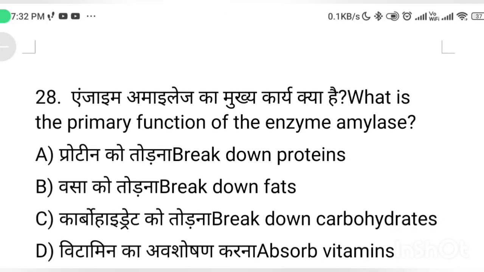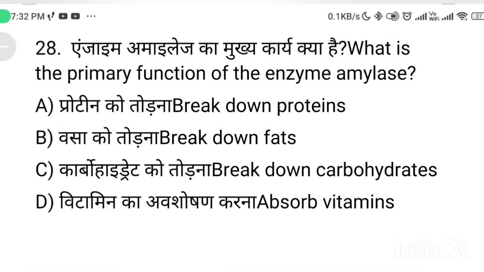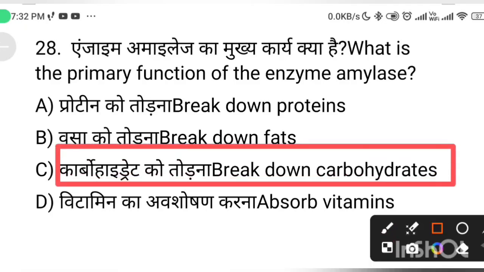Next question. What is primary function of the enzyme amylase? Option A, break down proteins. Option B, break down fats. Option C, break down carbohydrate. Option D, absorb vitamin. Correct answer is option C, break down carbohydrates.